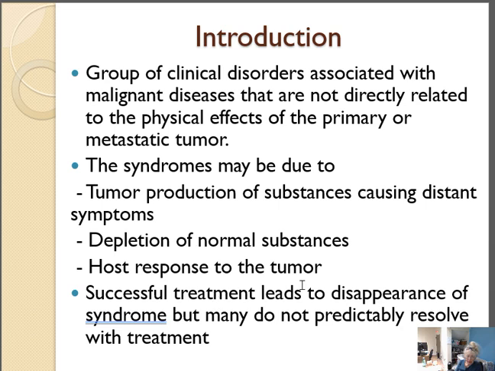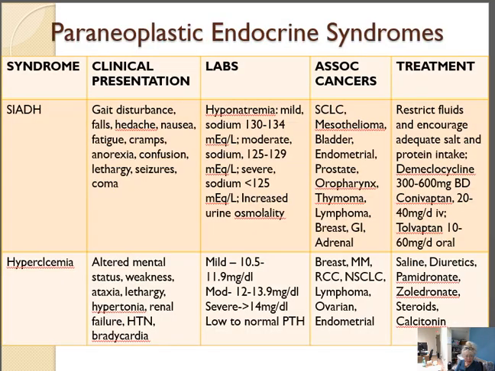So we need to treat the disappearance of the syndrome, but it may not predictably resolve with treatment unless we treat the tumor, unless it's metastatic. If that makes sense. So we're going to look at a few of these because we can break them down. I'd like to break them down, the paraneoplastic syndromes, according to their body system.